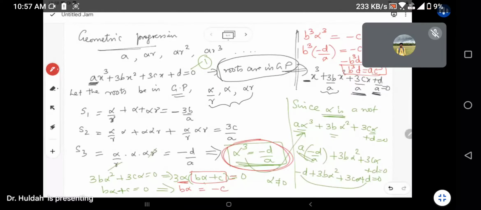You're asked to get some condition when the roots are in GP. So write your S1, S2, S3, and get one root. After you get one root, which is alpha, substitute it in the given equation. That is all. Substitute in the given equation and simplify, and you will get the condition. Is this problem clear to everybody?